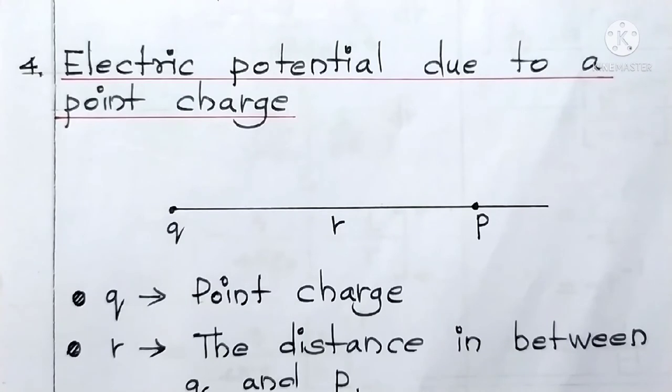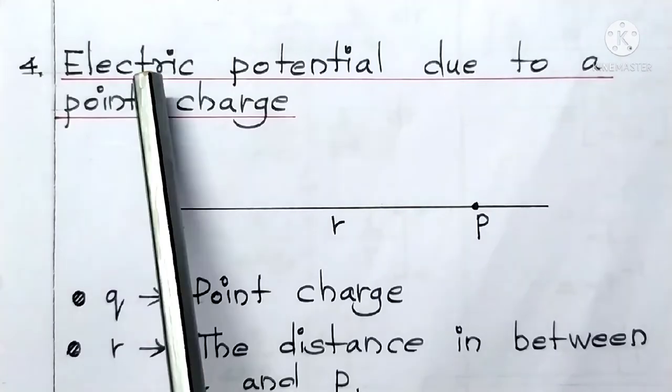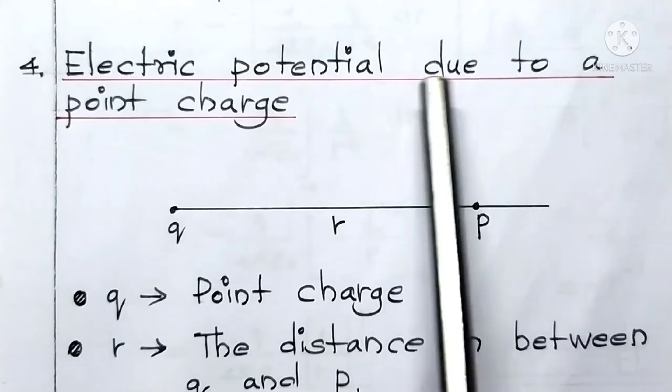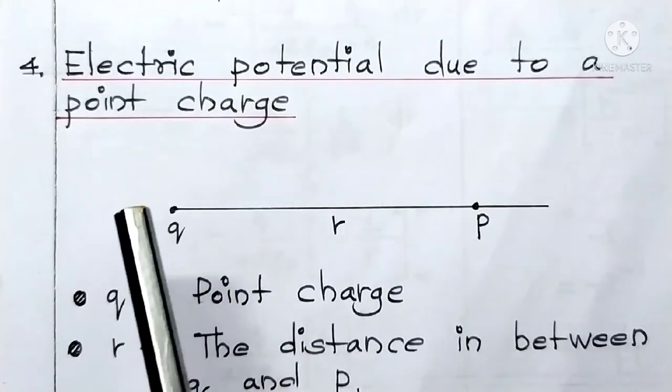In this video series, we have been uploading the physics derivations of class 12 physics, lesson 1, electrostatics. This is the fourth derivation of this series, which is electric potential due to a point charge.